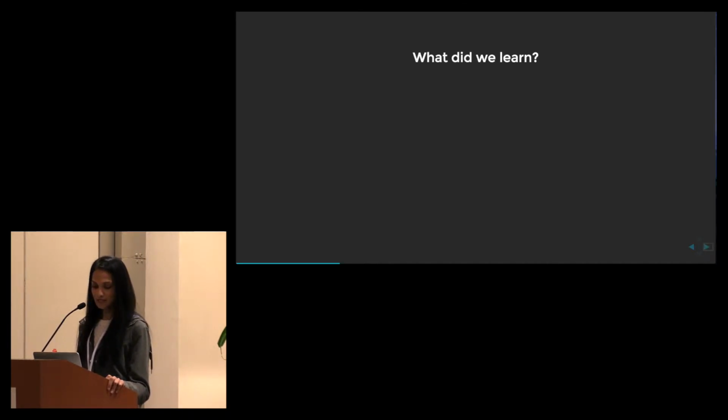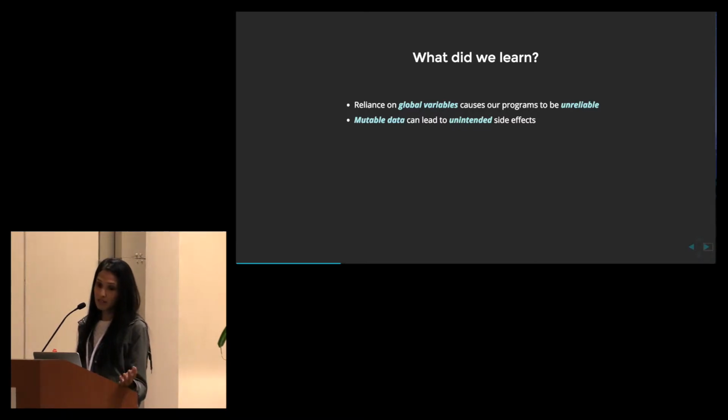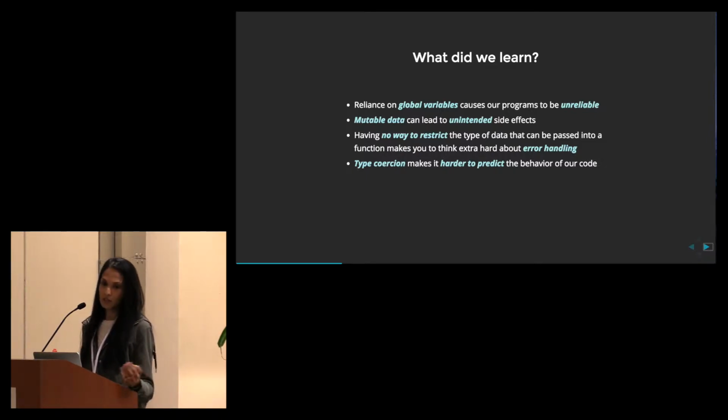Okay, so what did we learn? Reliance on global variables causes our programs to be unreliable. This is something everyone probably already knows. Mutable data can lead to unintended side effects. Because we were able to mutate the input array, there's no restriction on it. We did mutate it, and it did cause unintended side effects. Having no way to restrict the type of data that can be passed into a function makes you think really, really hard about error handling. And lastly, type coercion, where you saw string squared becoming 0 and undefined squared becoming NaN, makes it harder to predict the behavior of code.